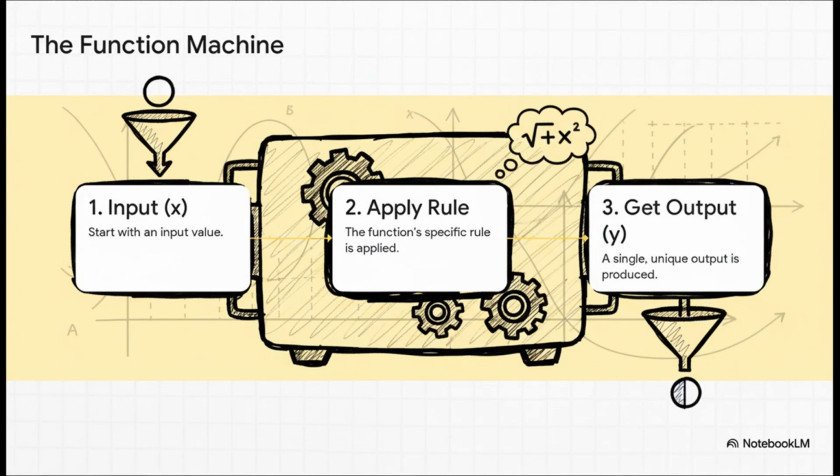Yeah, the classic way to picture this is the function machine. Imagine this contraption where you drop an input number x into a slot at the top. Inside the machine, a specific rule gets applied. Maybe it squares the number, maybe it adds 3, whatever the rule is. And then, clunk, out comes one single unique output, y. It's totally predictable every single time.